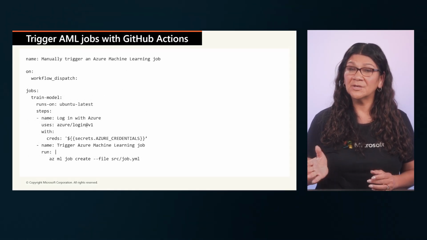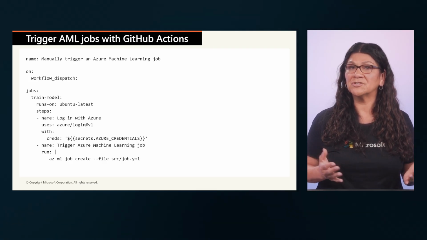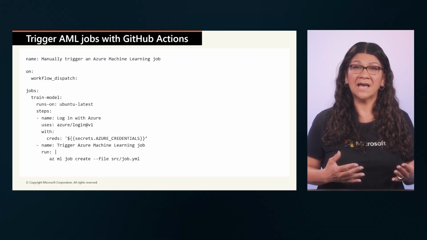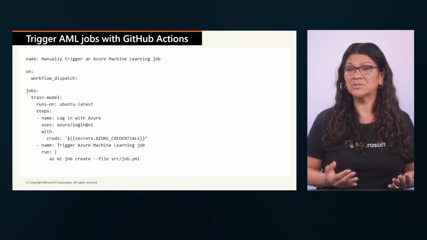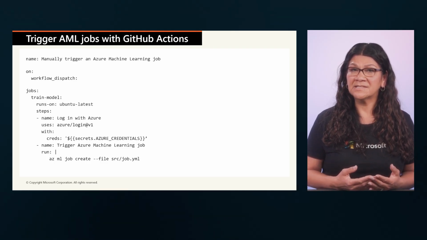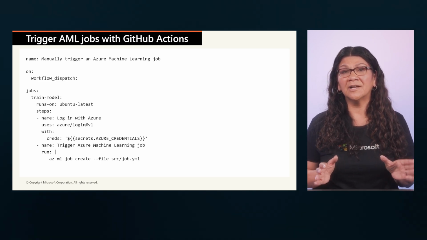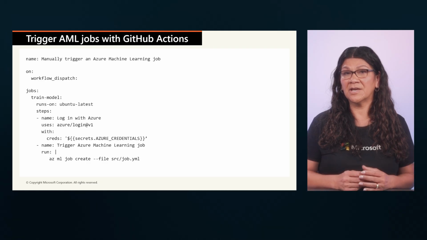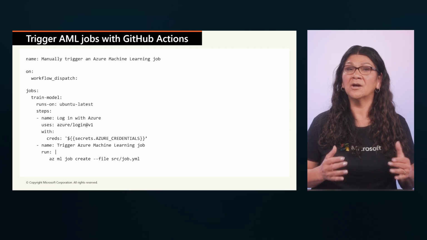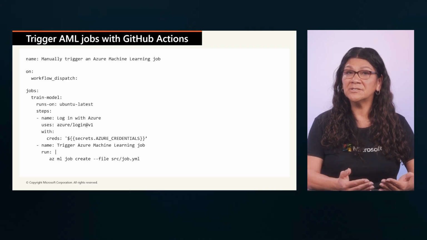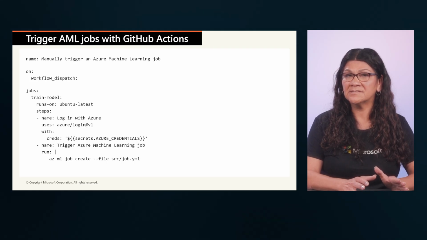Here is a code snippet of our GitHub Actions workflow designed to run an Azure Machine Learning job. The YAML workflow is named "Manually Trigger an Azure Machine Learning job," and it uses the workflow_dispatch trigger, meaning the workflow can be launched manually from the GitHub interface. The job defined in the YAML, training model, runs on an ubuntu-latest runner.